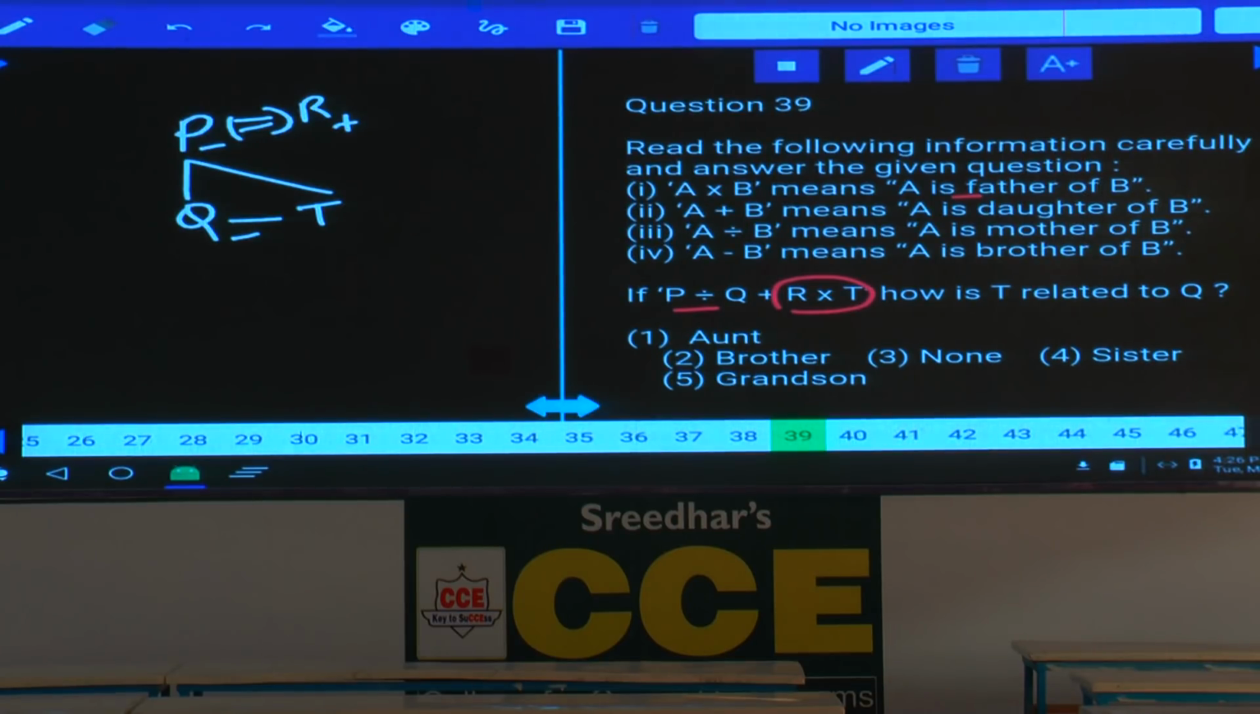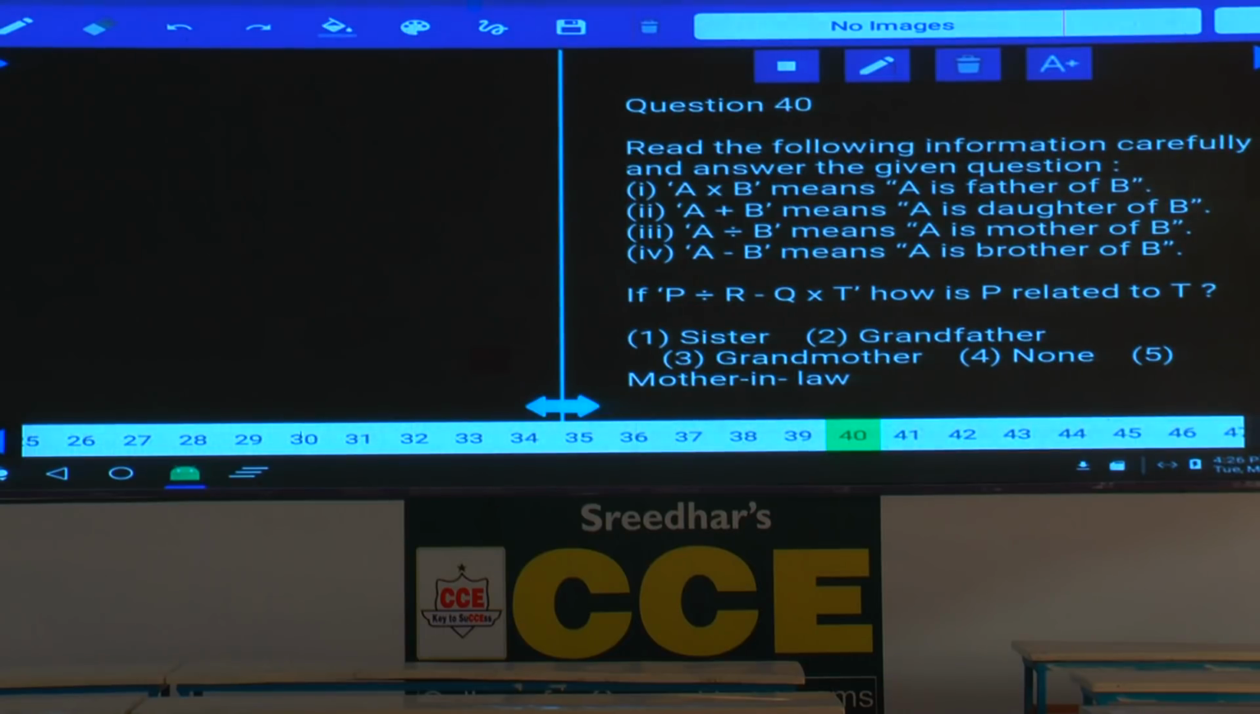Then how is T related to Q? Any answer to this one? Now this T is what? T can be either the brother or the sister of Q. As the gender of this person is not given, it cannot be determined. But as the choice is not there, we are going for choice 3, none of these. Done with this 39, choice 3. The actual answer is sibling, isn't it? Either brother or sister, gender is not known, hence none of these.